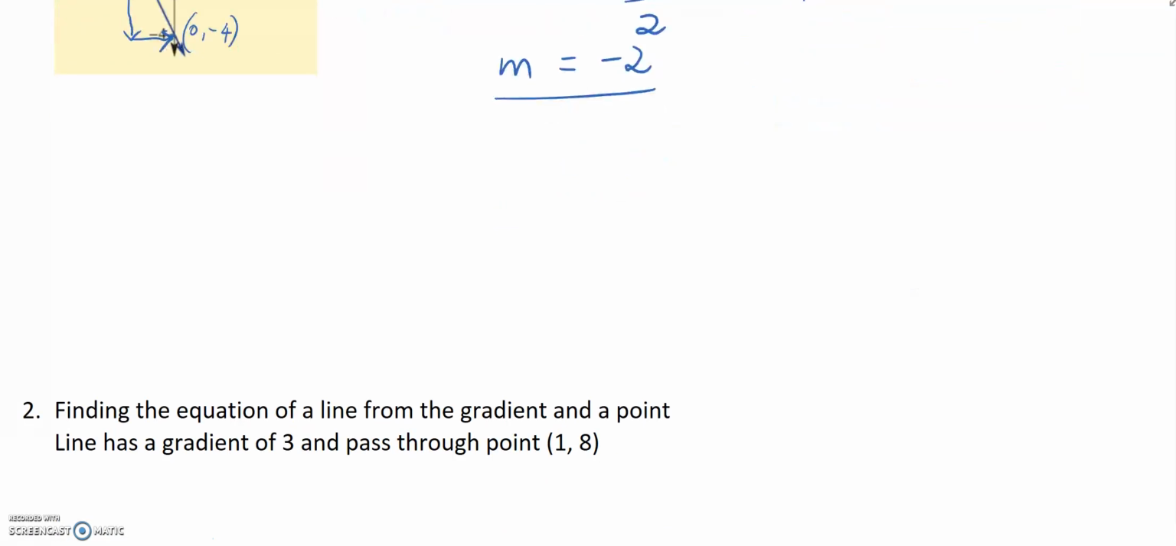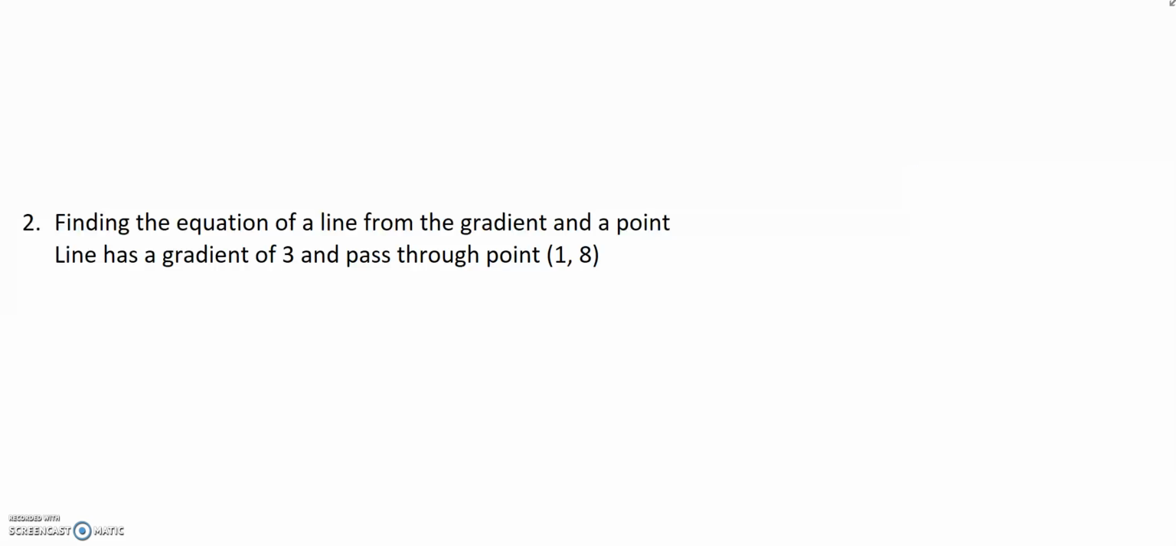Okay, let's have a look at the second example. Find the equation of a line from the gradient and a point. This information tells us that it has a gradient of 3 and it's passing through the point (1, 8). So let's write down the information that we know already. m equals 3, and the point is (1, 8).